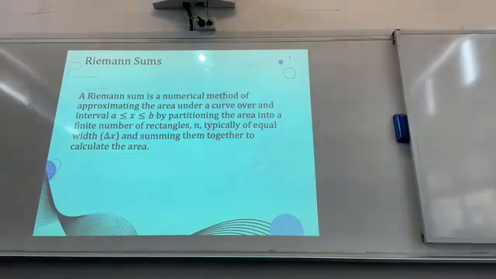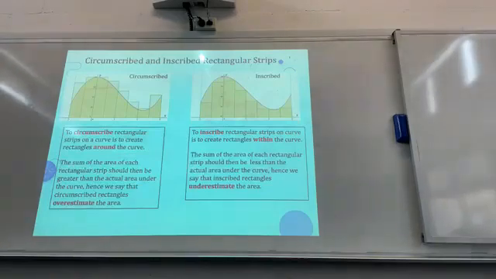So you can see that in here, what I've done is I've got everything equal width, and I've got different rectangles. All right. Now, let's have a look at what to do next. Here, the first thing that you need to know is circumscribe and inscribe rectangular strip. So I've got it for you in your booklet.